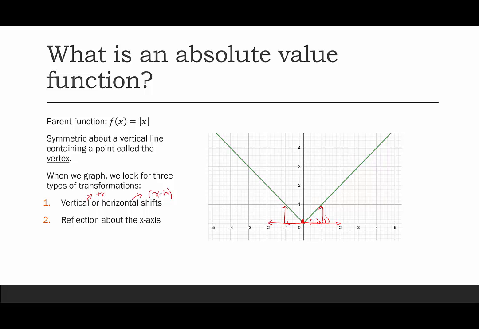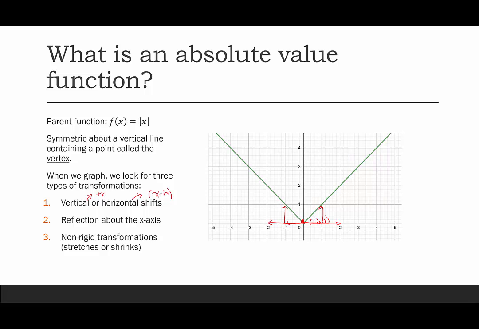We could also find a reflection about the x-axis. We don't have to worry about a reflection about the y-axis because if you reflected it about the y-axis, you would actually end up with the same graph anyway. And we'll also look for non-rigid transformations. Those would be vertical stretches or shrinks.